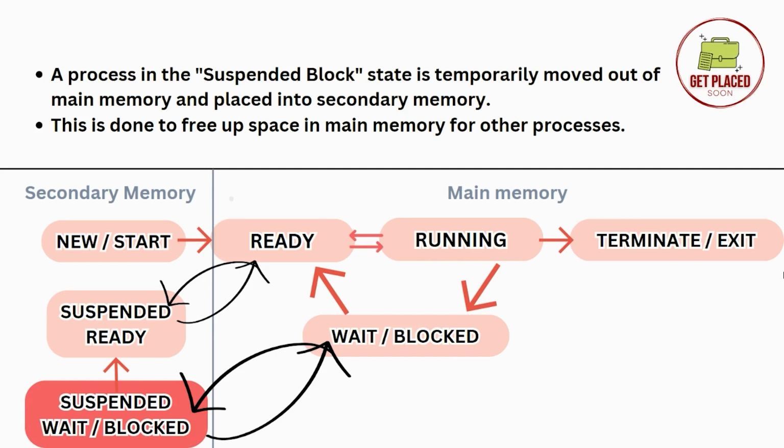The reason we have these additional states is that there might be problems in main memory. There might be no space in the main memory. That's why suspended ready and suspended wait are the stages where processes are shifted to the secondary memory for some time. Once there is some space in the main memory, the processes are called back. Now look at the diagram. Suspended ready comes from ready and goes back to ready. Suspended wait comes from wait and goes back to wait again. So these are the additional two.